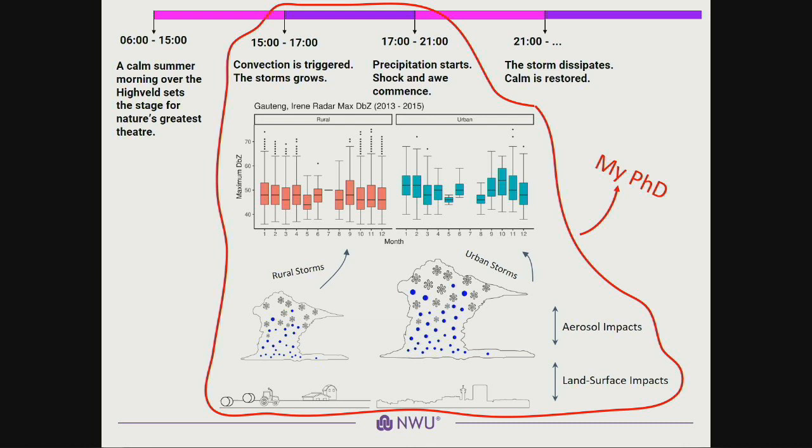Within 20 minutes, the storm has passed. This time, the farmer was spared. Good rains for the field, he thinks. The storm reaches Johannesburg at 6 o'clock. It's rush hour.